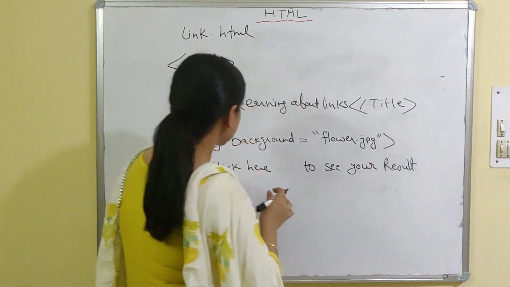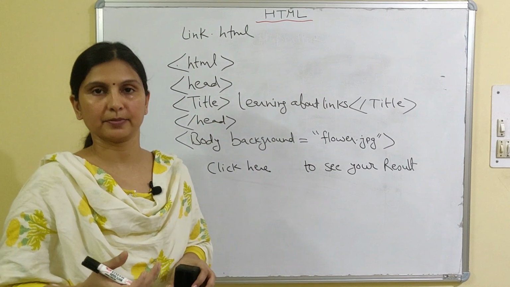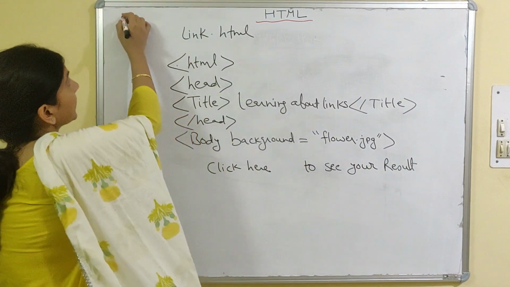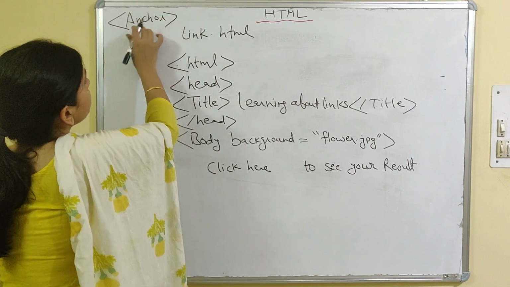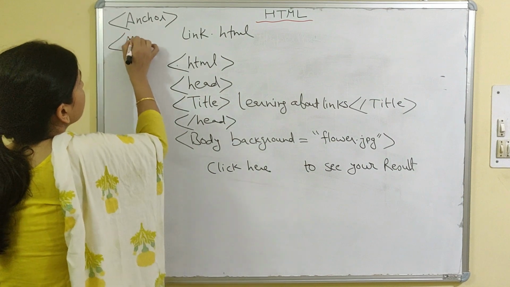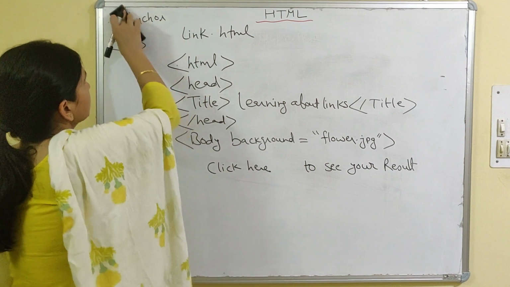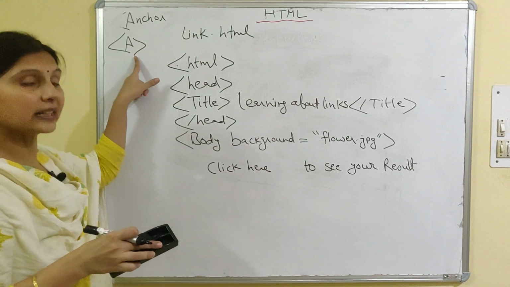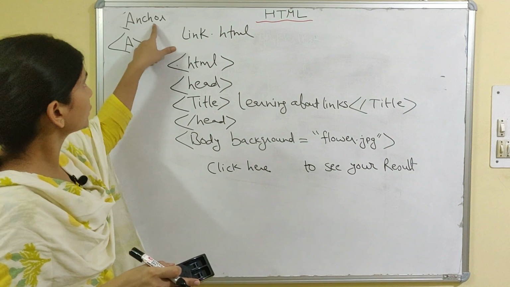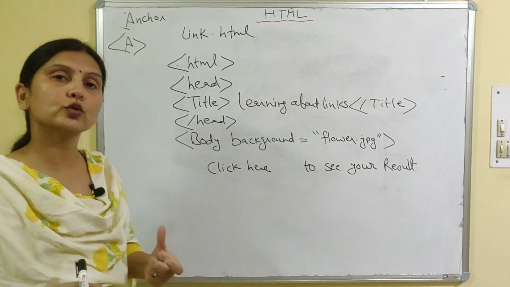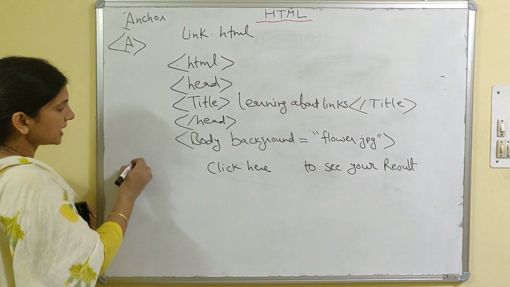Now how will I make "click here" a hyperlink? Which tag do we use to create a hyperlink? We use the anchor tag, and it is represented by A. Anchor is the name of the tag and A is the tag. So A refers to anchor. Which tag do we use to create a hyperlink? The A tag, that is the anchor tag.